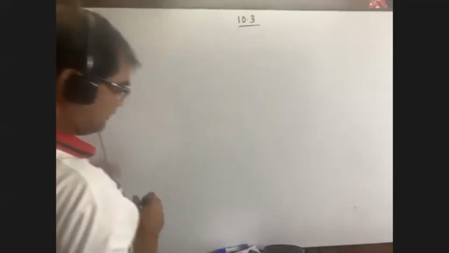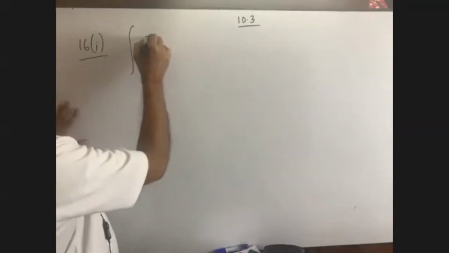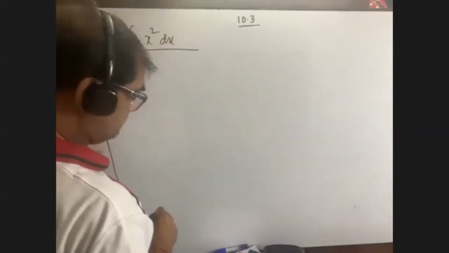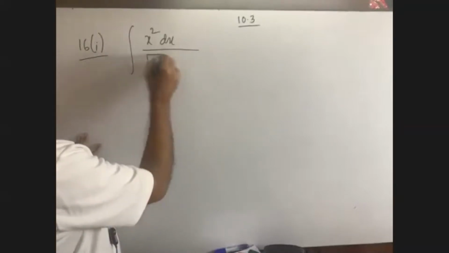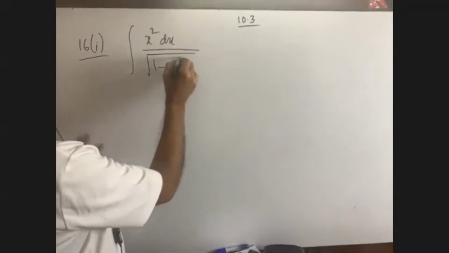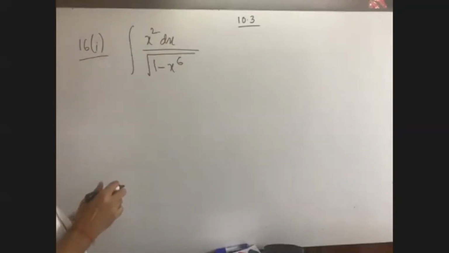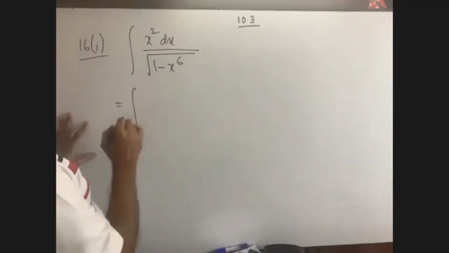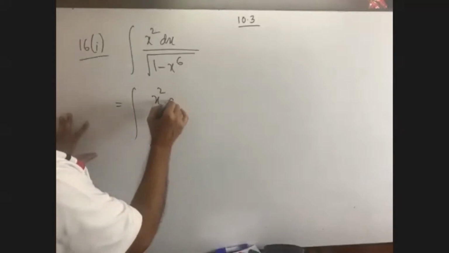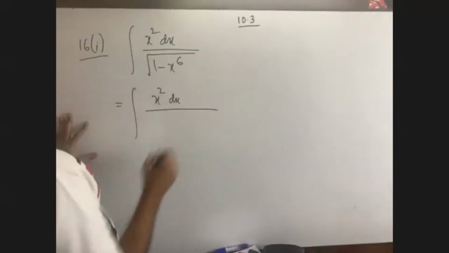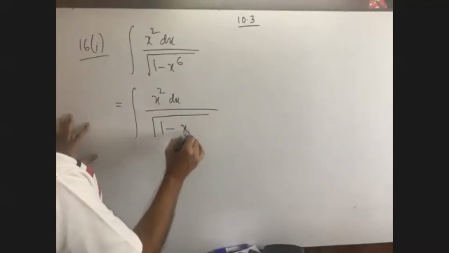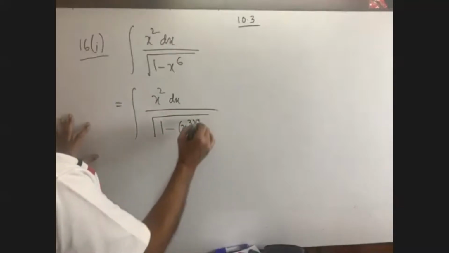The integral is x square dx by root over 1 minus x to the power 6. Can you do this math? It is the same type of math I did; can you remember, please? It can be written like this: x square dx by root over 1 minus (x cube) whole square.